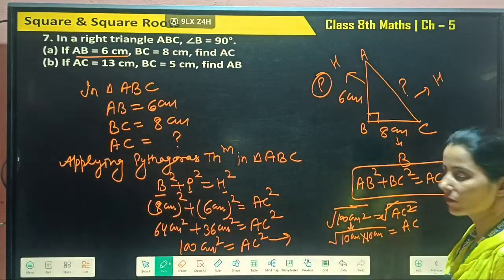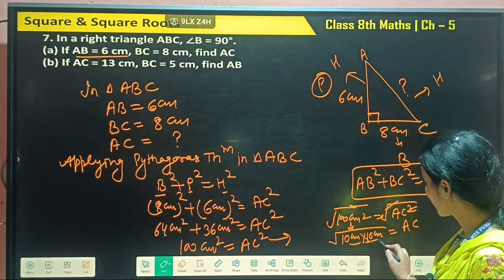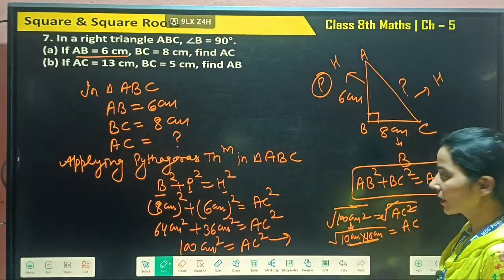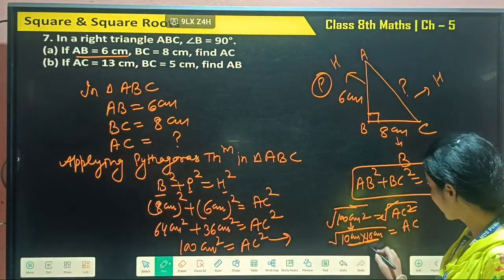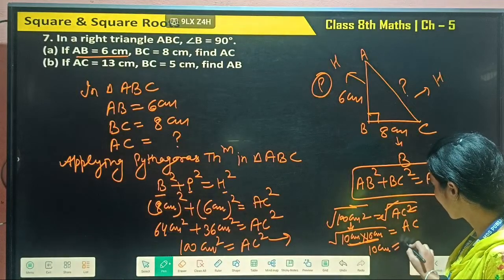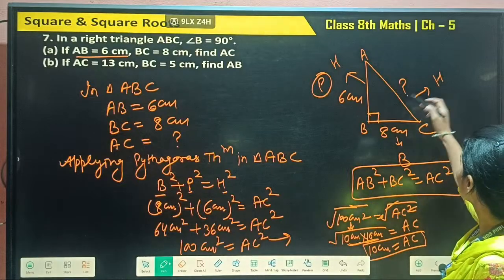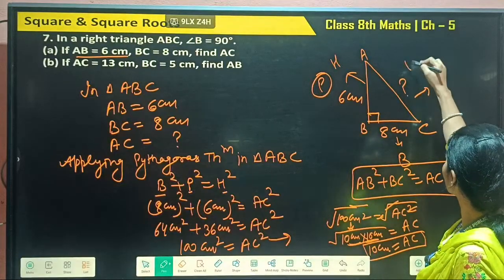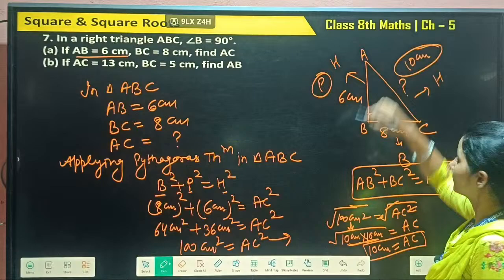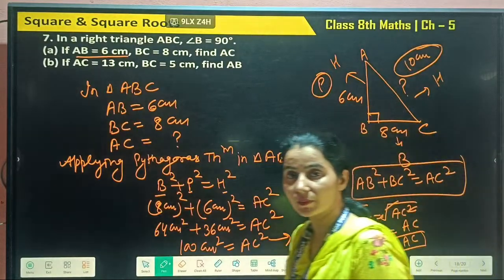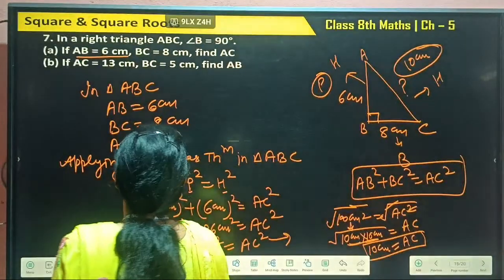If you have to find the square root, then you have to take one out of each pair. One pair is there, 10 centimeter into 10 centimeter, then you will write 10 centimeter equals AC. So what will be the height AC? It is 10 centimeter. The hypotenuse of this triangle will be 10 centimeter.